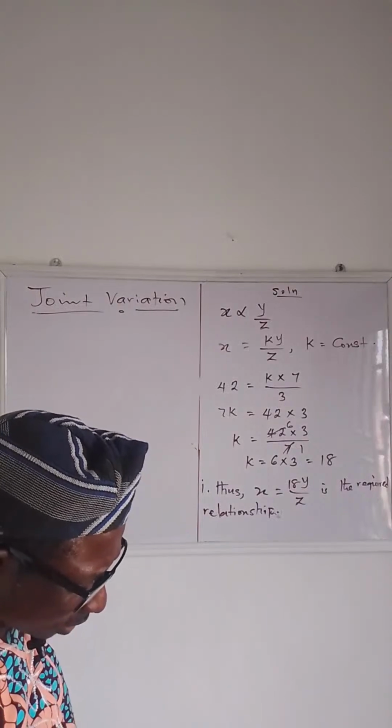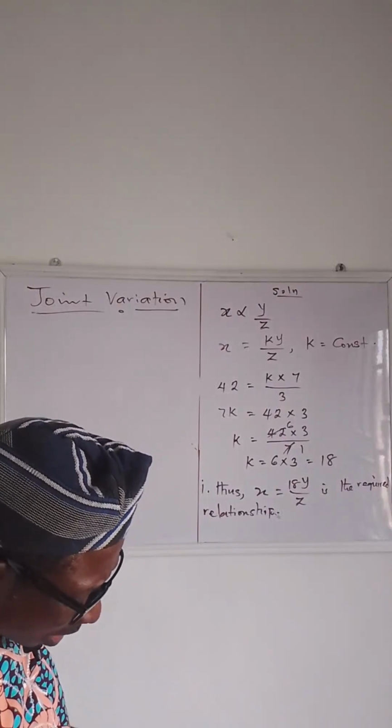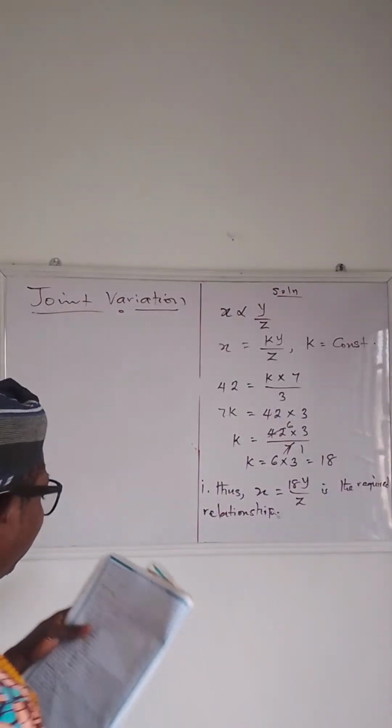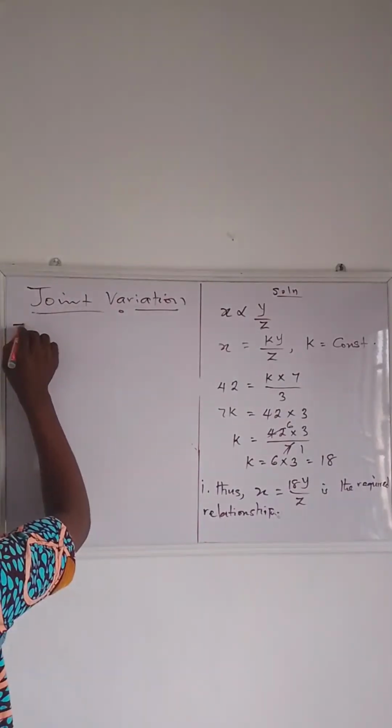Now let's move down to another question here under joint variation. Example.